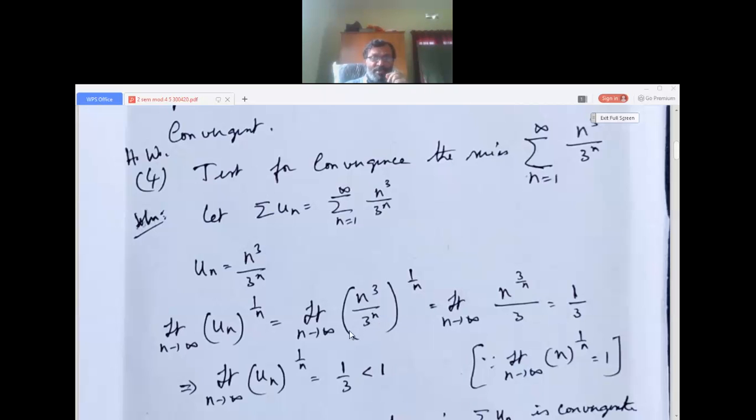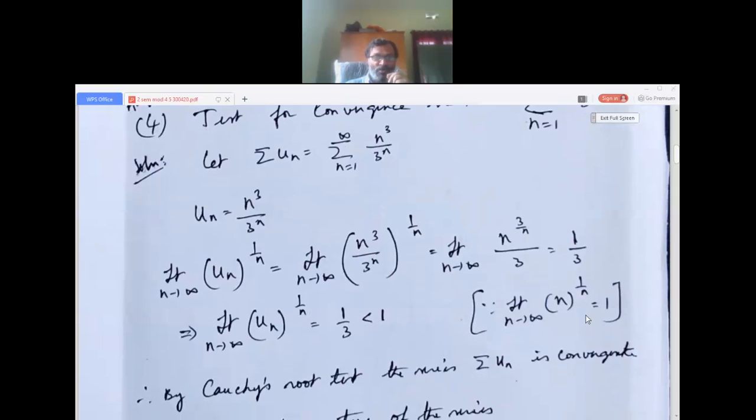Now what happens here, (a by b) power m is a power m by b power m, the powers can be multiplied, 3 into 1 by n, that is n power 3 by n divided by 3 power n into 1 by n, which cancels to 3. So limit n tends to infinity, 3 by infinity, any number divided by infinity, I told many times, is 0. So naturally any number power 0 is also equal to 1.